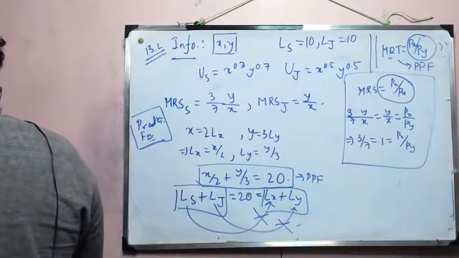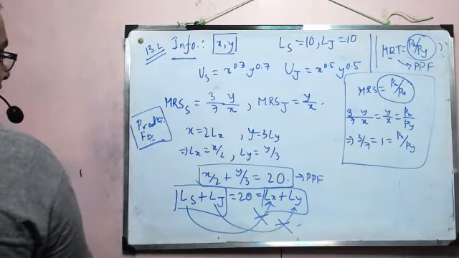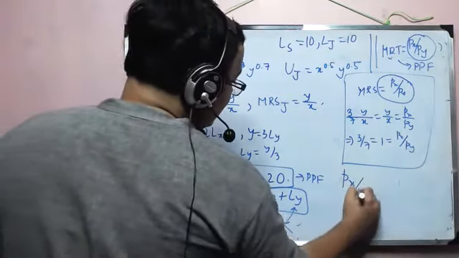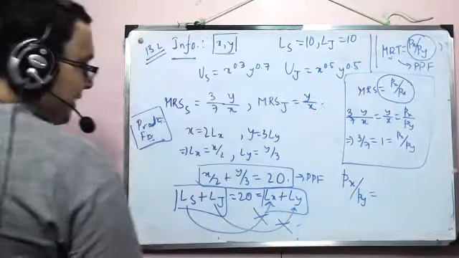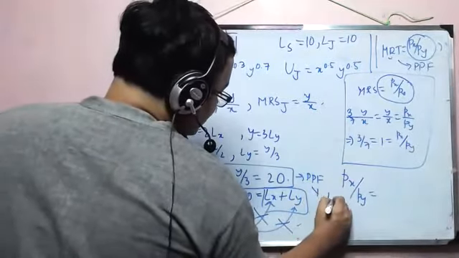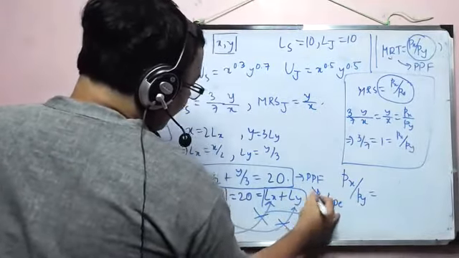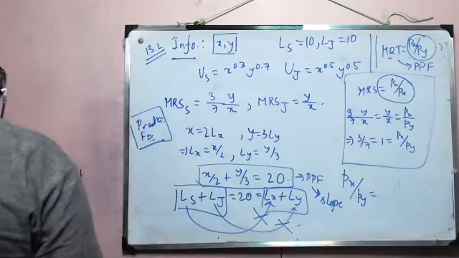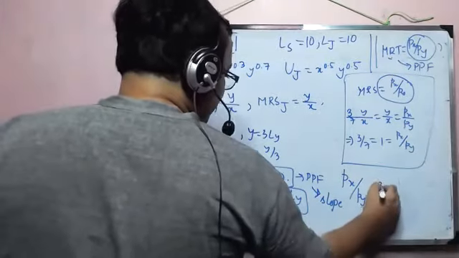Then it's pretty easy. You differentiate and find MRT, and the moment you find MRT, you have px by py. Basically, you just find the slope. So what is the price ratio? It will be, I think, 3 by 2.